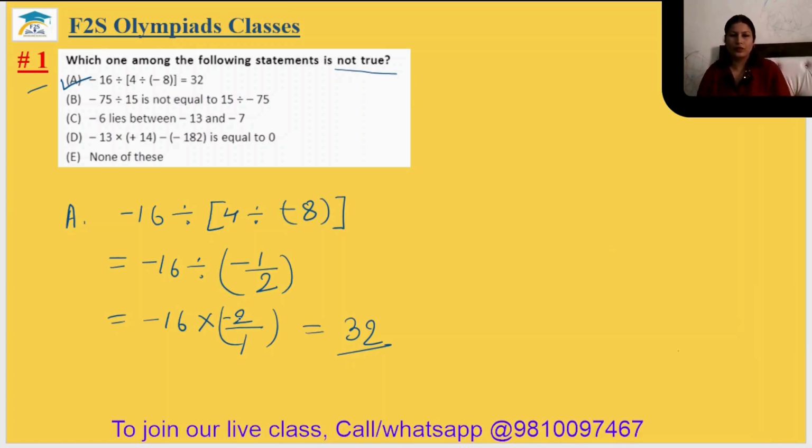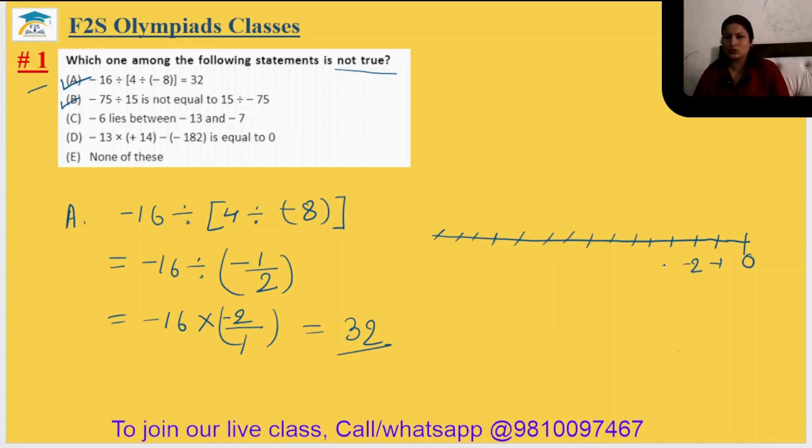Option B. Minus 75 divided by 15 is not equal to 15 divided by minus 75. True. It is not equal. Okay. Option C. Minus 6 lies between minus 13 and minus 7. Let's check it with the number line. With the number line, if it is 0, minus 1, minus 2, minus 3, I'm just making the number line first.